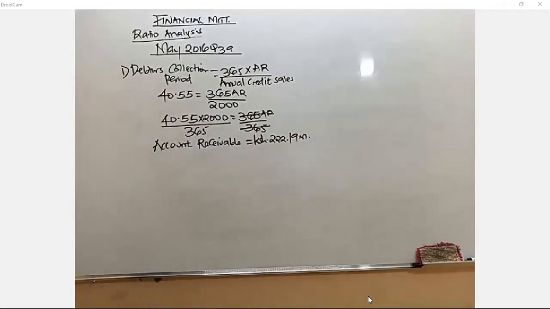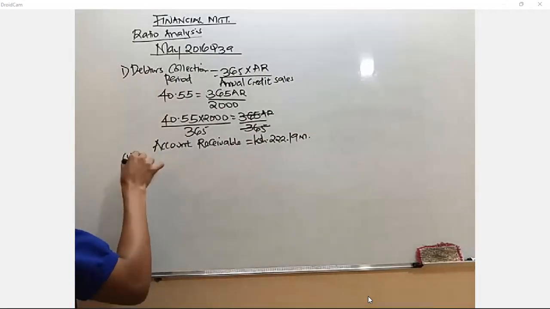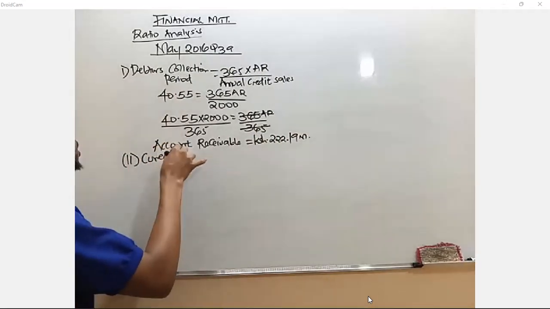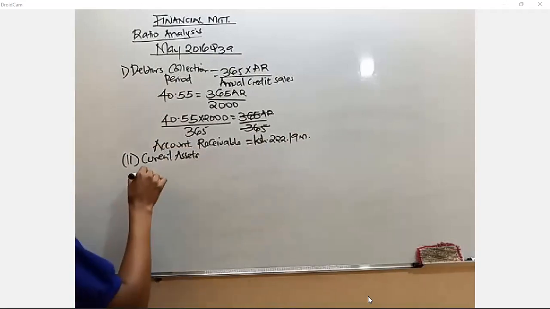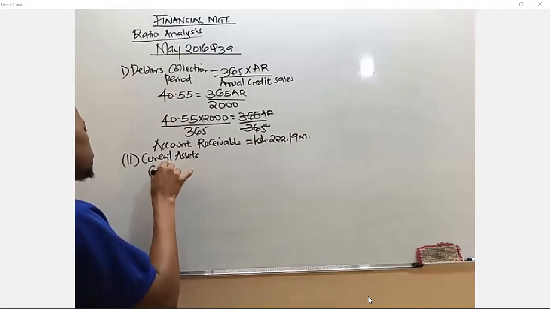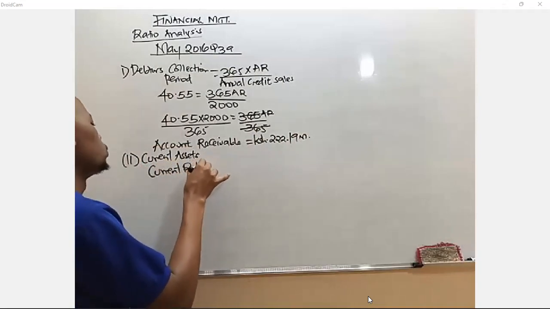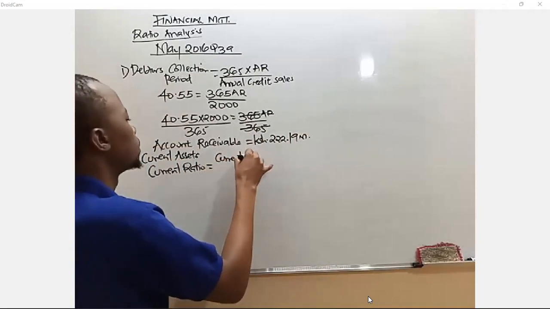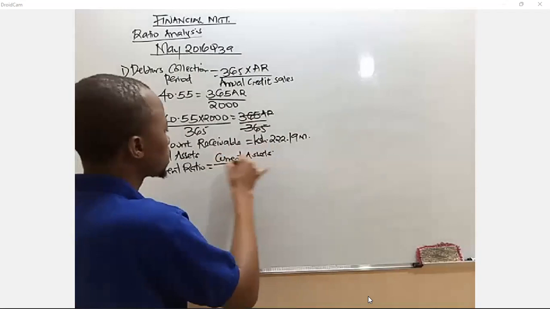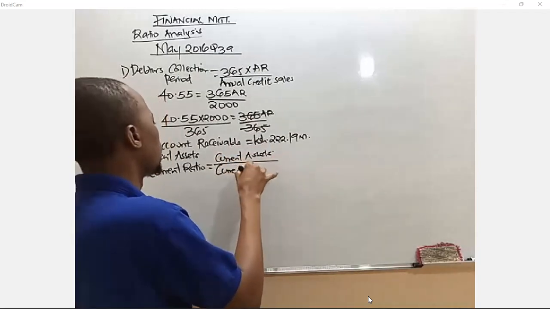The other one, we go to number 2. What is requirement number 2? The examiner is asking you about the current assets. When I look at the current asset formula that we talked about earlier on, I can see we are being given the current ratio. And how do we normally get the current ratio? We take the current assets, we divide by current liabilities.